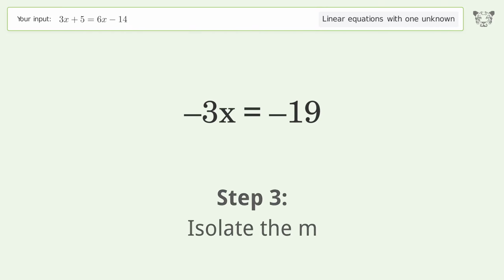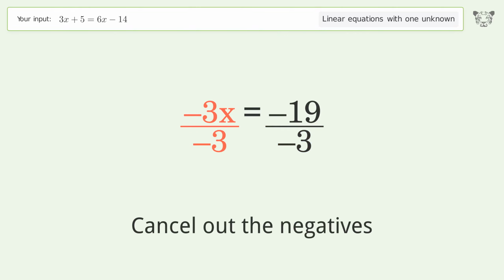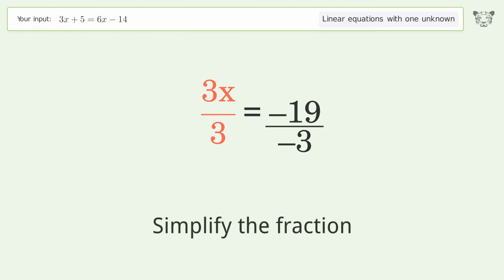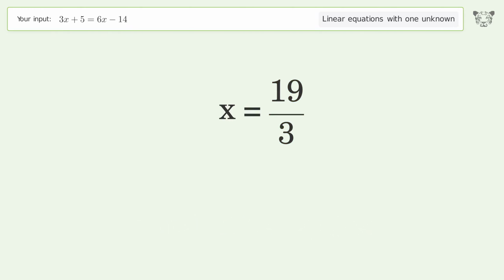Isolate the m. Divide both sides by -3. Cancel out the negatives. Simplify the fraction. Cancel out the negatives. And so the final result is x equals 19/3.